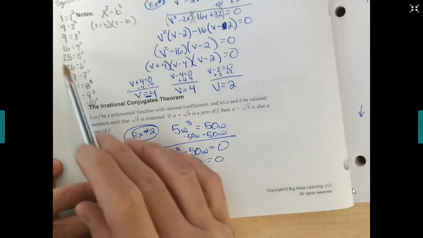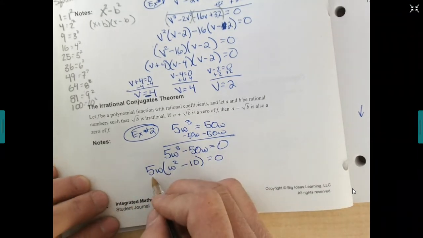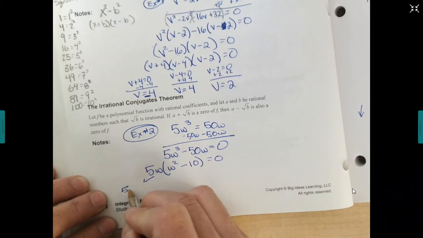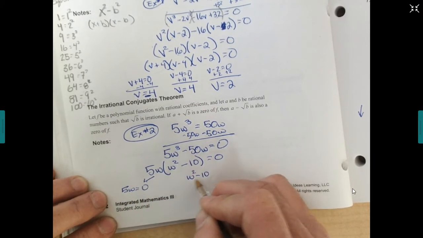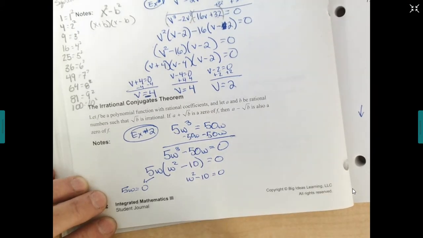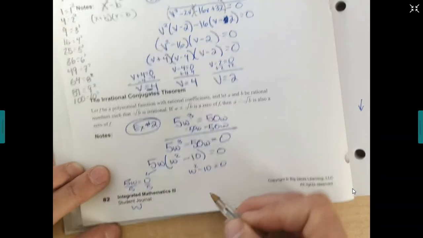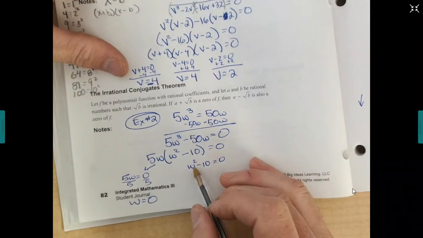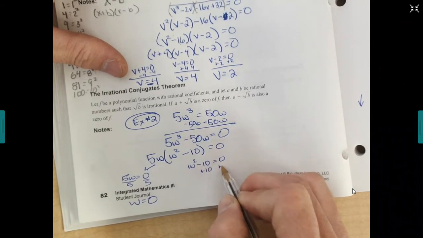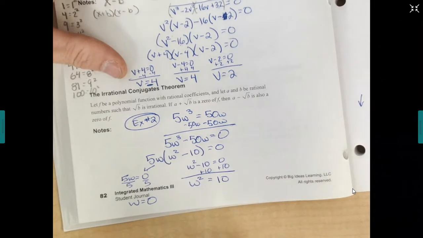Oh, is that a magic number? Oh, shoot. Nope, not a magic number, so that's about as factored as I get. So I have to make my two equations, 5w equals 0 and w squared minus 10 equals 0. So divide by 5, I get w equals 0. And then right here, w squared equals 10.